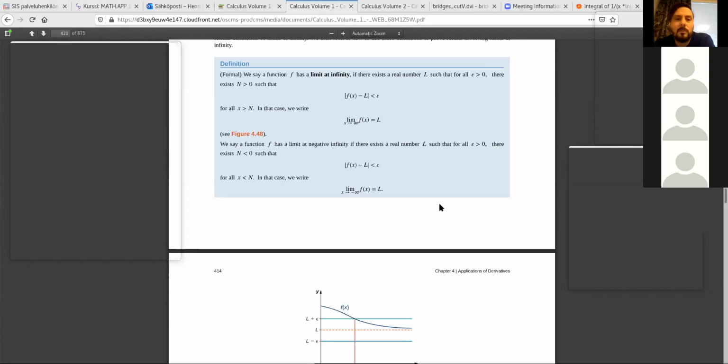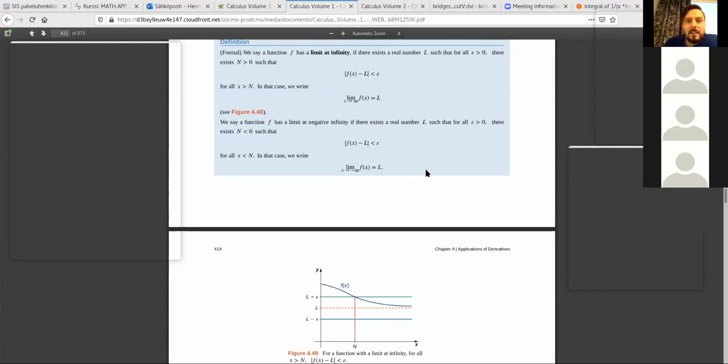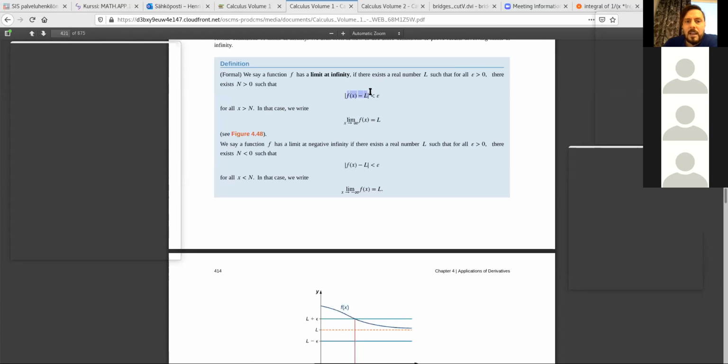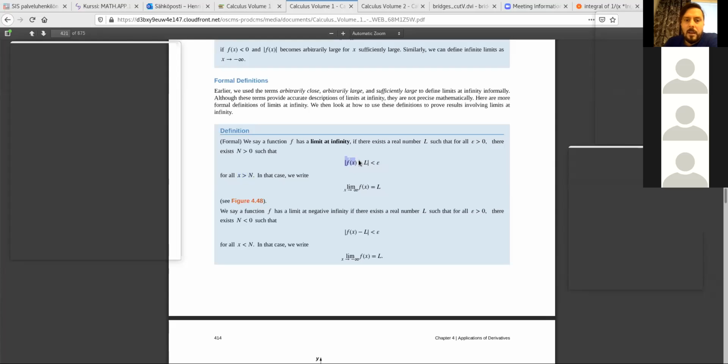So when you do the integral test and you get some function f of x out of that integral, you have to look at what happens to that function at infinity, because that's the criterion you compare against in the integral test. So really, the limit at infinity is L if we can find this for every epsilon: we can find n so that if x is greater than n, then f of x is closer than epsilon to L.